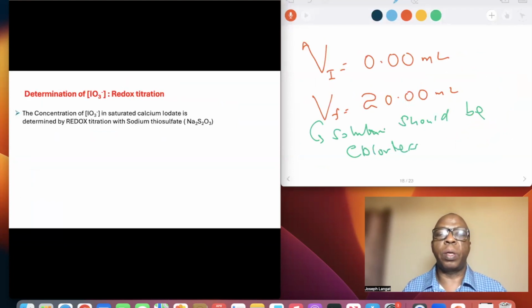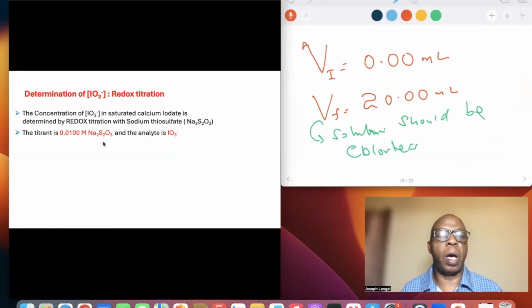How do you find the molarity or concentration of iodide? It's based on redox titration, titrating iodide ion with sodium thiosulfate. This is the titrant. The titrant is 0.0100 molar sodium thiosulfate, and the analyte is the iodide.